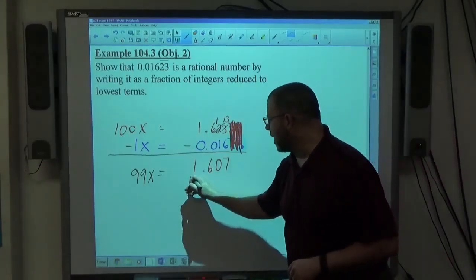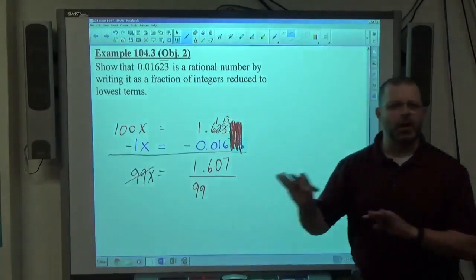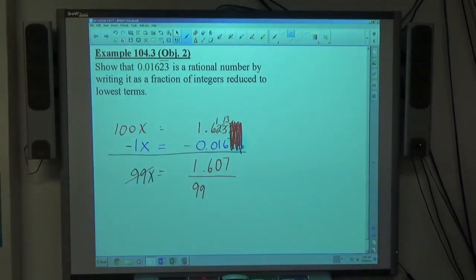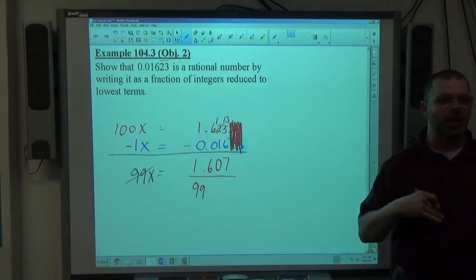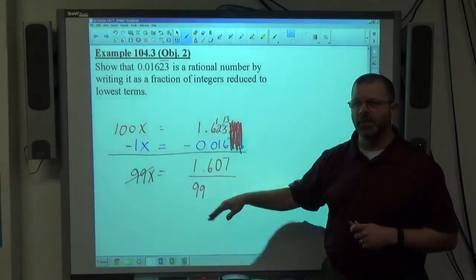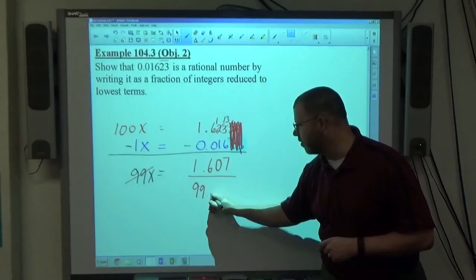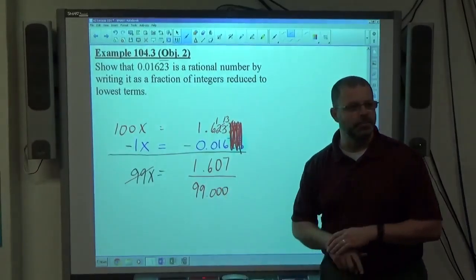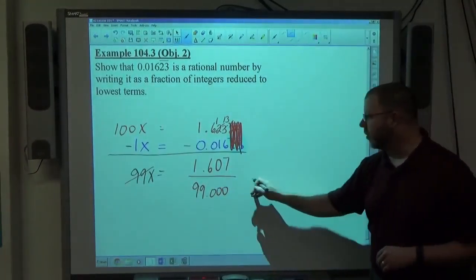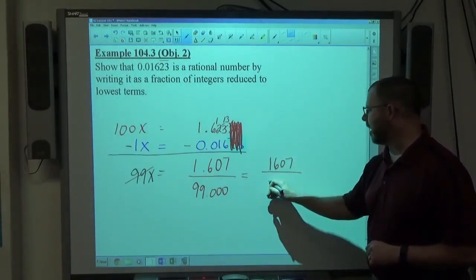So if I divide both sides by 99, I'm at the same point I was in the last problems, right? I've got a decimal on top over a whole number. This time instead of being 1, it's 99. It doesn't matter what the whole number is. This is not a good fraction, right? How many decimal places in the top? 3, so I need 0.000 on the bottom. I throw the decimals out, I end up with 1,607 on top over 99,000 on the bottom.